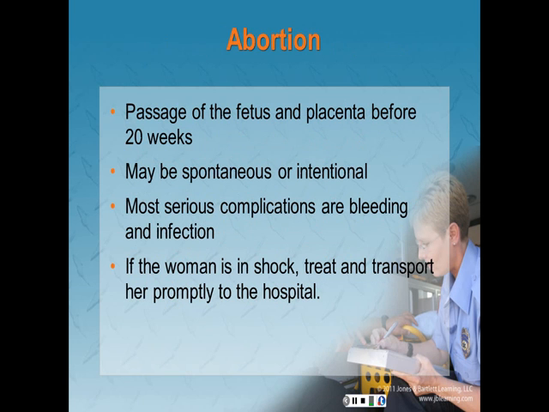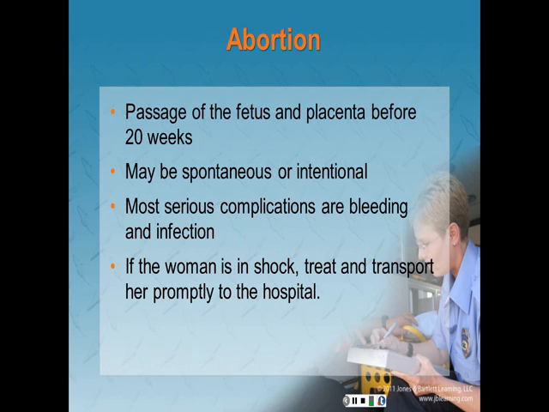Abortion. Passage of the fetus and placenta before 20 weeks is actually referred to as abortion. Abortions may be spontaneous, called a miscarriage, or intentional. Deliberate abortions may be self-induced or planned and performed in a hospital or clinic. The most serious complications of any abortion, whether spontaneous or intentional, are bleeding and infection.